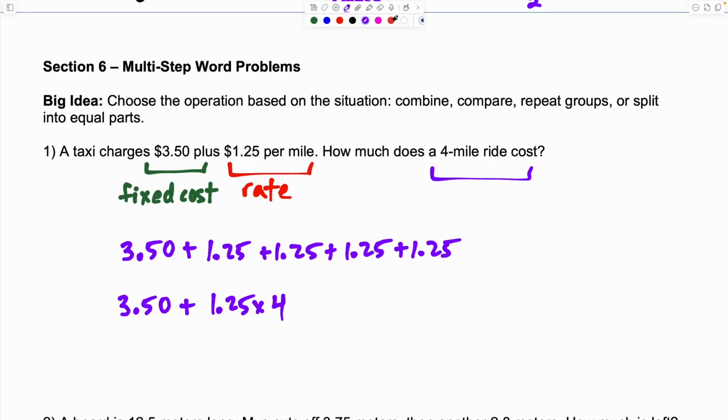And now we think back to the last section here. We're going to use order of operations. So we think about what we have here. In the order of operations, we have multiplication.